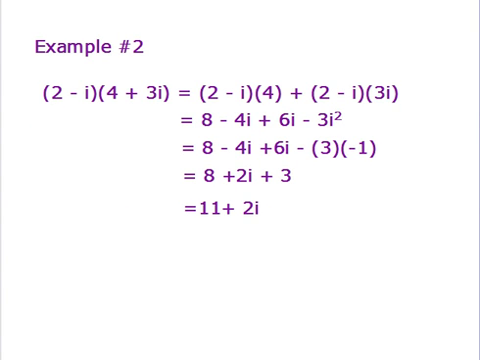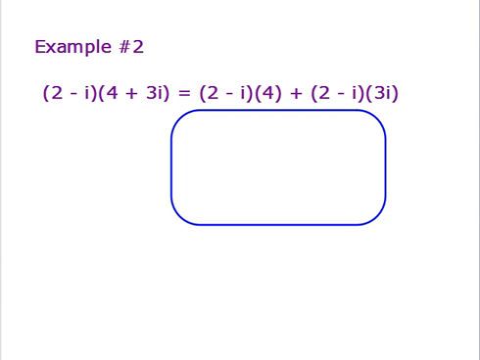We're going to use FOIL. Okay, so what we're doing here is just distributive property. We're multiplying 2 minus i times 4, right? And we're multiplying 2 minus i times 3i. We're really just distributing this first whole binomial to each of these. Now, some people consider FOIL, first, outer, inner, last. That's fine as well. But you're really just using distributive property with a binomial. So we multiply both pieces together.